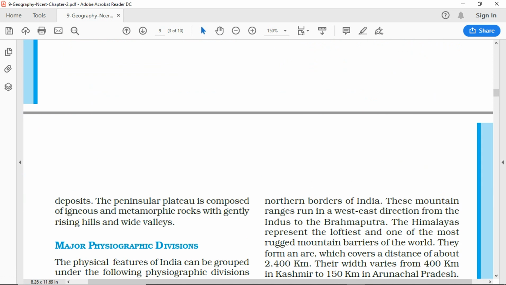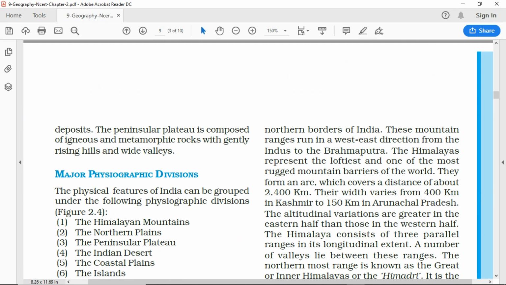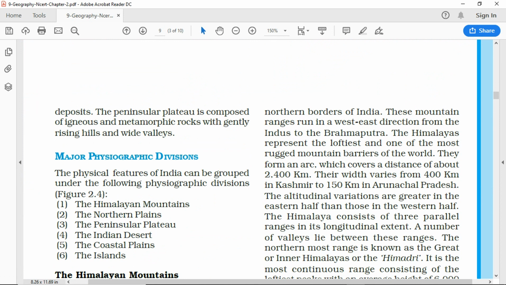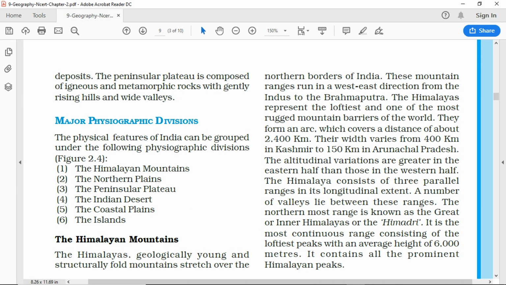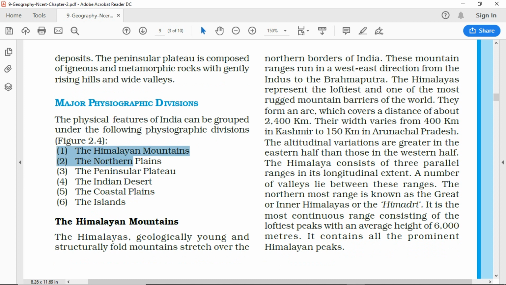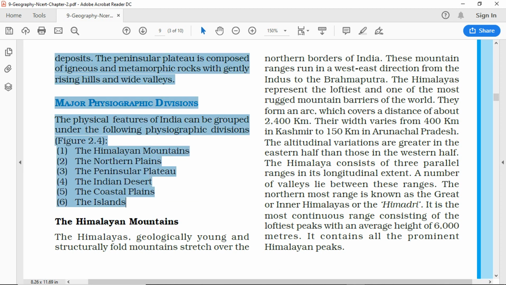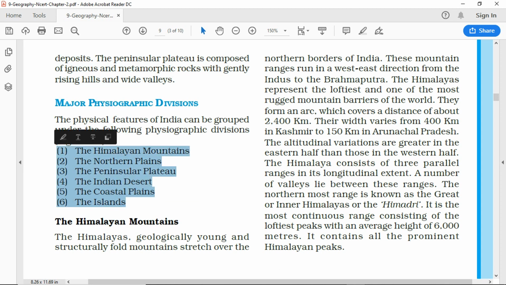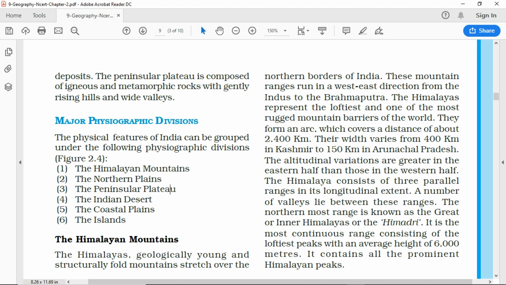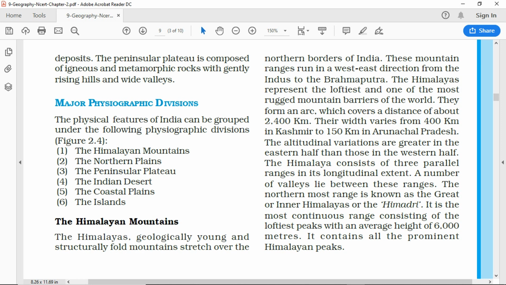The peninsular plateau is composed of igneous and metamorphic rocks with gently rising hills and wide valleys. Major physiographic divisions. The physical features of India can be grouped under the following physiographic divisions. Figure 2.4. 1. The Himalayan mountains. 2. The northern plains. 3. The peninsular plateau. 4. The Indian desert. 5. The coastal plains. 6. The islands.